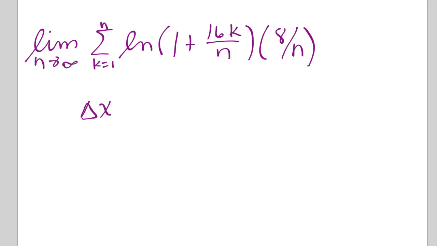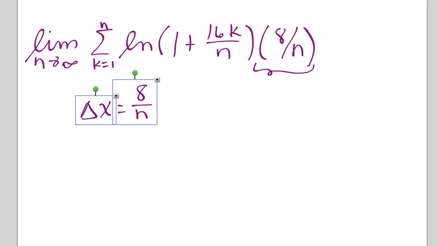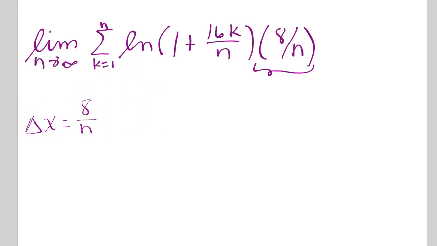Looking at this, I can see that everything is being multiplied by this 8 over n. So that may be a good value for our delta x. In the previous examples, delta x always came out to be something nice and convenient like 1 over n. But of course, it doesn't have to be that way. We already knew that. So let's see what happens if we identify delta x as 8 over n. If this is what we say delta x is, then we've got to be consistent with that, so we'll keep that as our definition unless we have to change it.